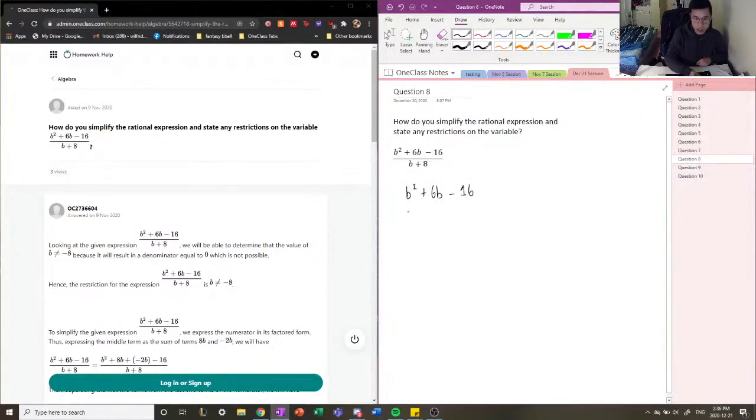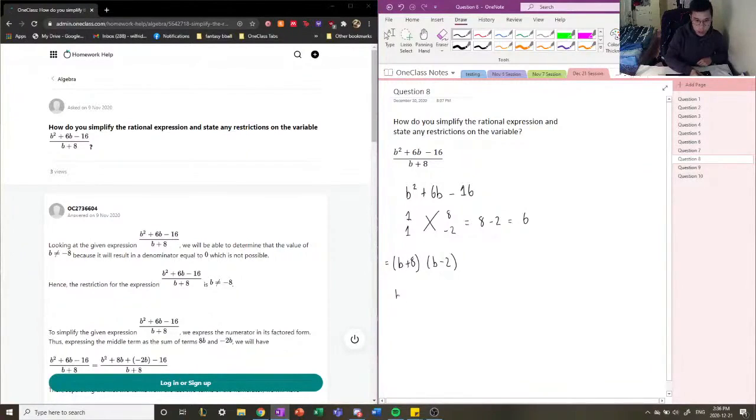We'll find the coefficients of our leading term and our constant term, which is 1 and 1 and 8 and negative 2. Cross multiply. Hopefully we get our middle coefficient here, which we do. So now we have found our factors, which is b plus 8 and b minus 2. And now we can simplify our rational expression here.